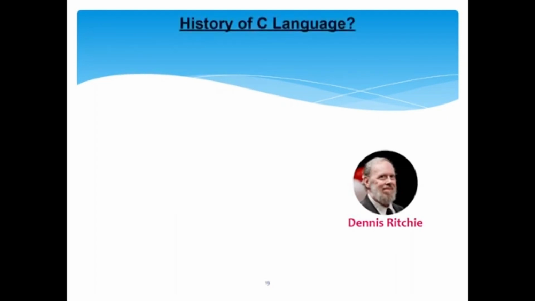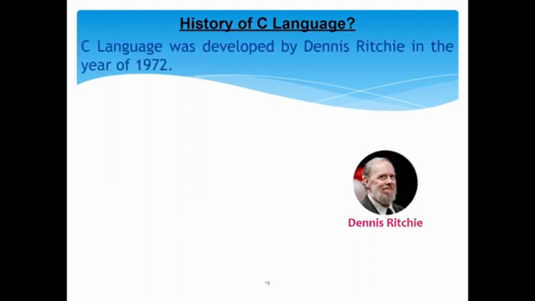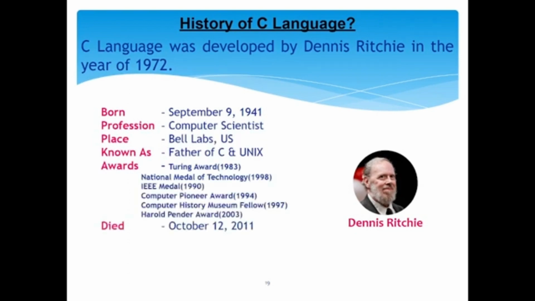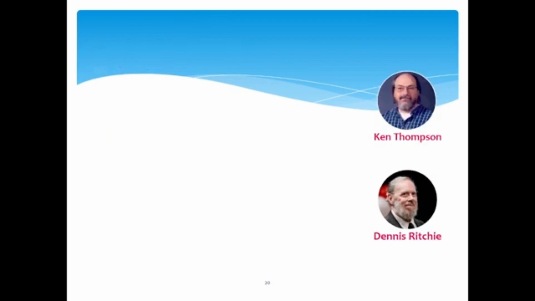Here comes the history of C language. I will not talk about this too much, we will just learn who he is. C language was developed by Dennis Ritchie in the year 1972, and you can check his profession: computer scientist, place, awards, etc. And Ken Thompson.